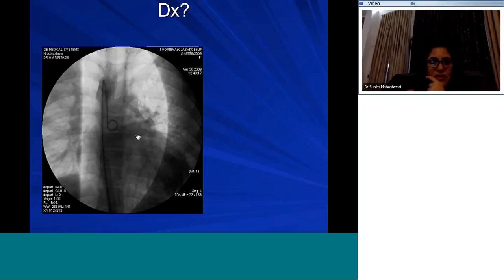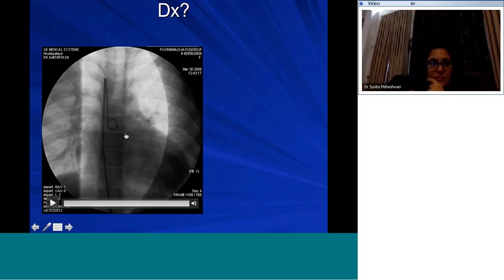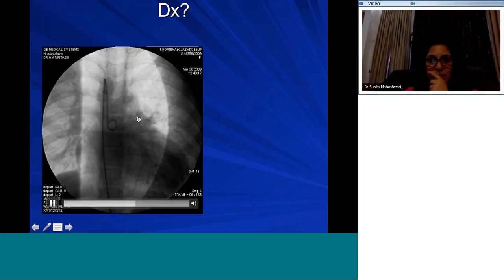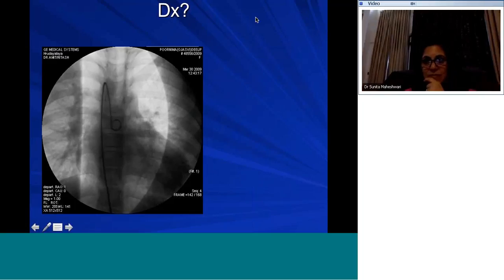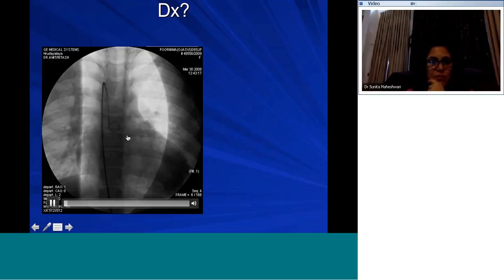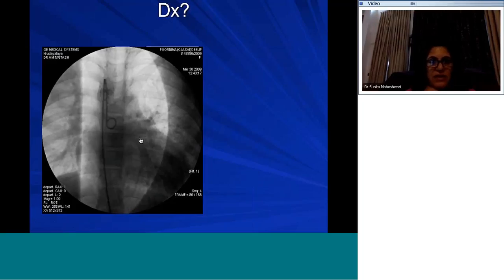So what is the diagnosis on this one? Diagnosis, anyone? Everyone can see the angio? Anyone? AP view, pigtail catheter, root aortogram. You can see it's a right arch, right descent. What is the diagnosis?